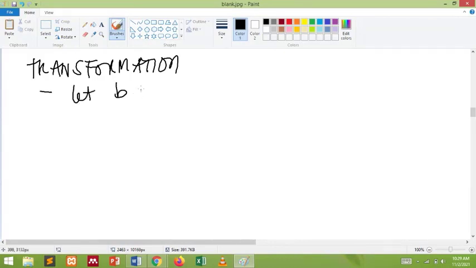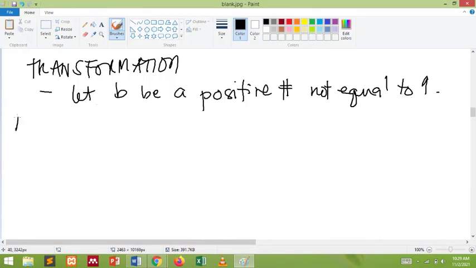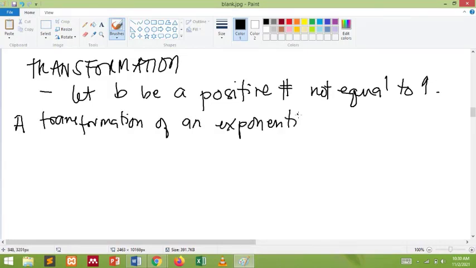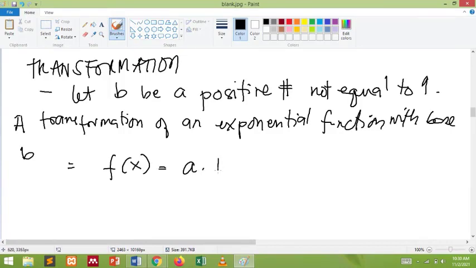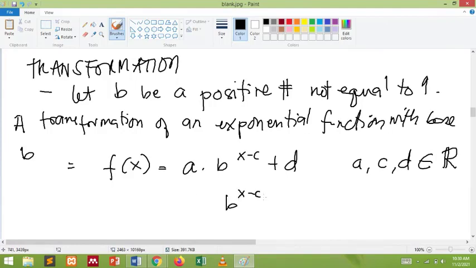So let's say that b be a positive number, not equal to 1. Guys, nasa module nyo rin ito siya. A transformation of an exponential function with base b is a function of the form, ganito ang form niya, f of x is equals to a times b to the power of x minus c, plus d, where a, c, and d are all elements of the real numbers. Okay? So, ganito na ang magiging form niya. But not all the time ganito ang form niya because what if, for example, a is equals to 1? If a is equals to 1, then parang magiging ganito lang ang itsura niya. Tama man? Okay, so depende, no? We have to be careful of how to look at the form of an exponential function.